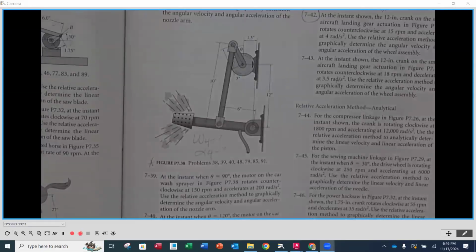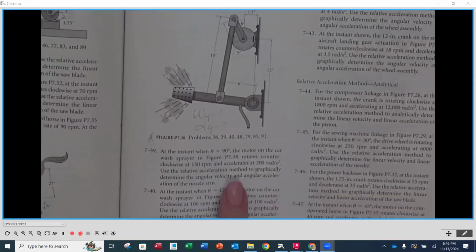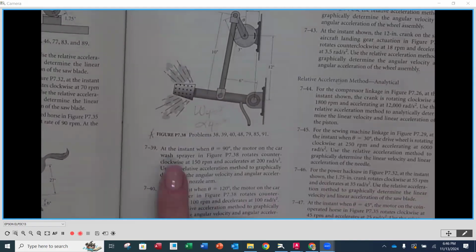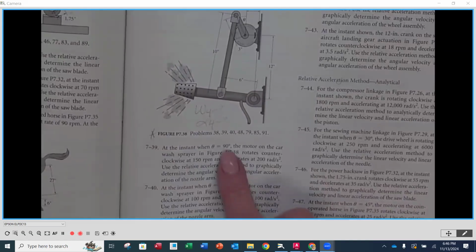Okay, so we're going to be looking at problem number 739. I already gave you some time to draw the kinematic diagram, but I want to look at the problem statement so we know what we're going to be doing here. It says at this instant when theta is 90.